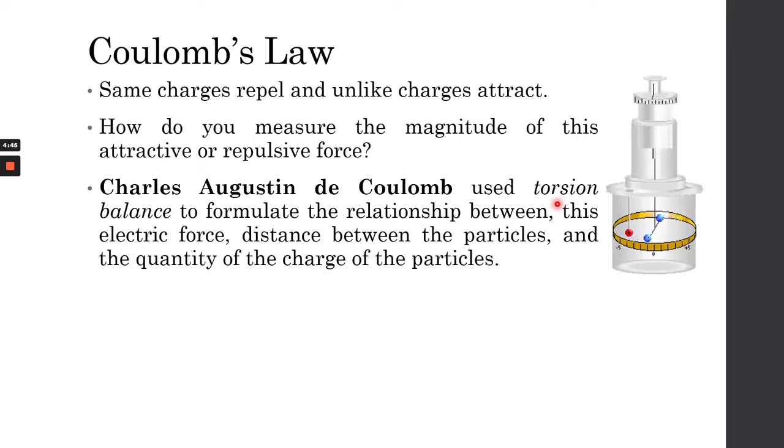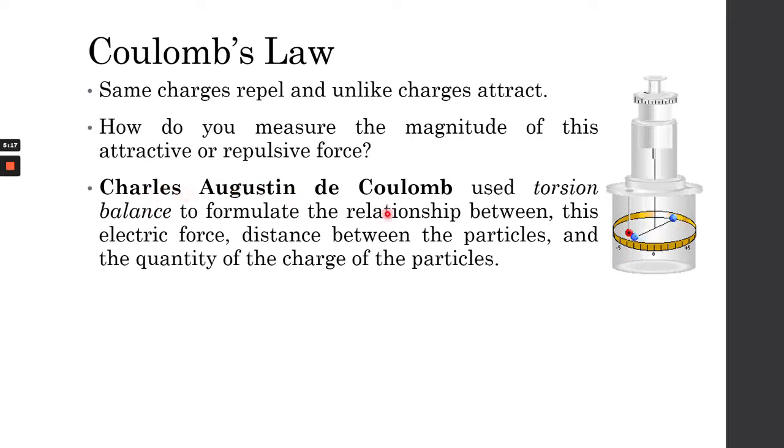So a torsion balance is basically designed similar to this, and inside this cartridge right here there is a wire hanging, and hanging on that wire is a rod. This straight line right here, you can think of it as a rod. And at each end of the rod, there are two similar spheres. So they're two identical spheres.